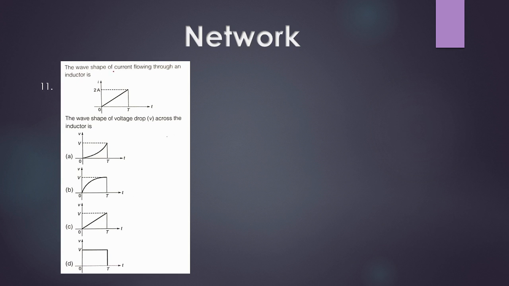11th question. The wave shape of the current flowing through an inductor is this. It is like a ramp signal or ramp waveform. The wave shape of the current flowing through an inductor L is given as I. It is asking about the wave shape of the voltage drop across the inductor. What will the voltage drop be? I is given. What is V? In an inductor we know that V is equal to L di by dt.